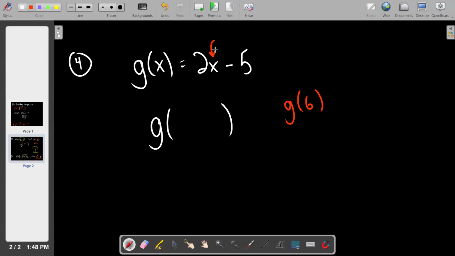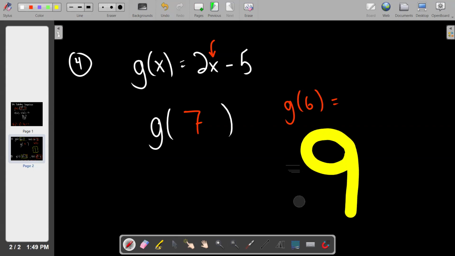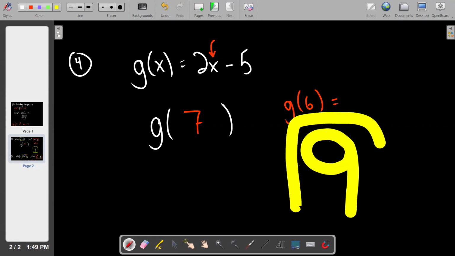What is 2 times 6? And what is 12 minus 5? So the answer is 7. But that's only the answer to the first half. You plug that back in and repeat. Now where the cute little red arrow is pointing, you're not going to drop a 6, you're going to drop a 7. And what's 2 times 7? And what's 14 minus 5? 9. I'm going to use a big fat pen. 9. I am 9, hear me roar.